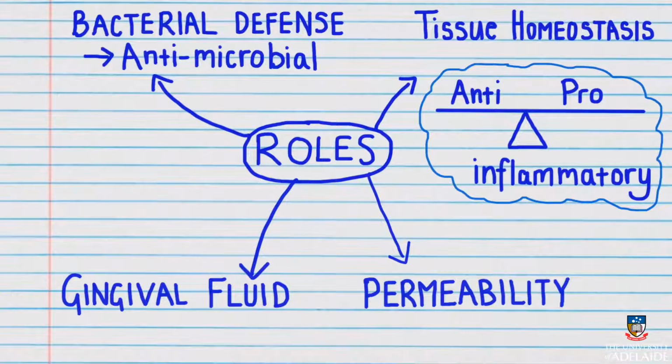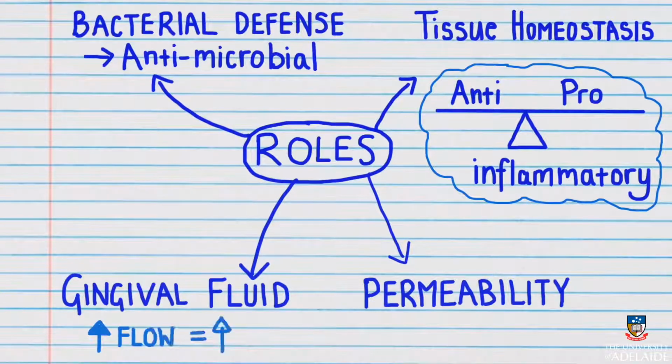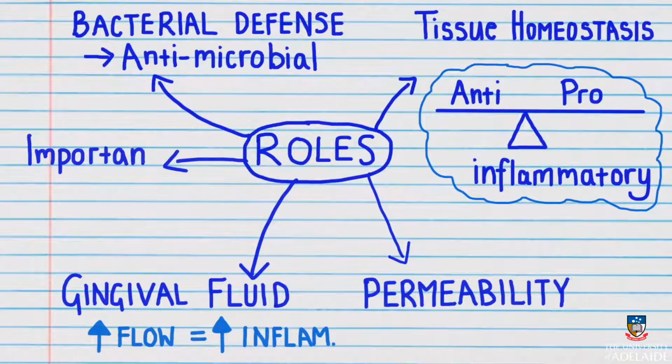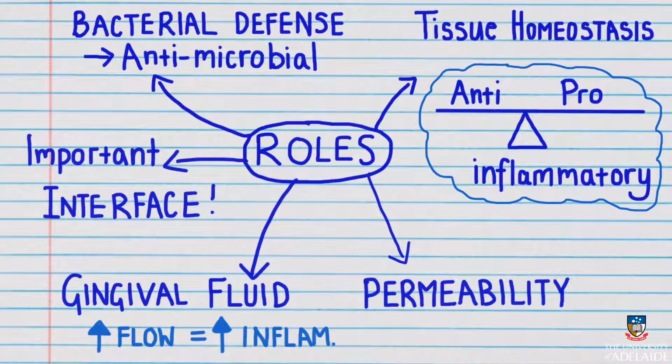The gingival crevicular fluid transports host immune cells to the gingival sulcus, which acts as the defense system. The flow rate is directly related to the degree of inflammation. The increased bacterial challenge increases the flow rate, which results in increased inflammation. Important interface. The junctional epithelium is an important interface between the gingival sulcus, which contains bacteria, and the periodontal connective tissue that requires protection from bacteria.